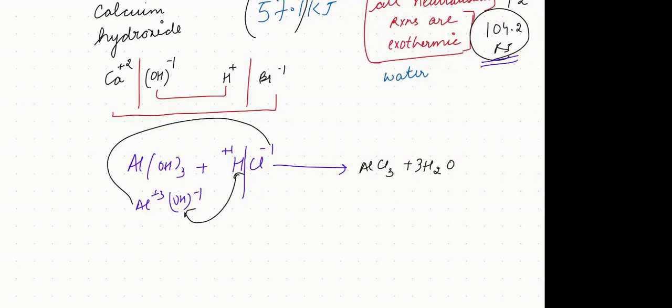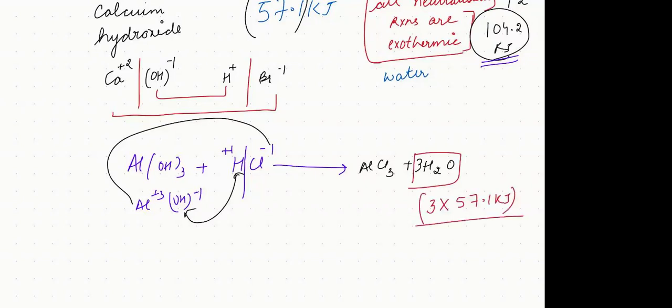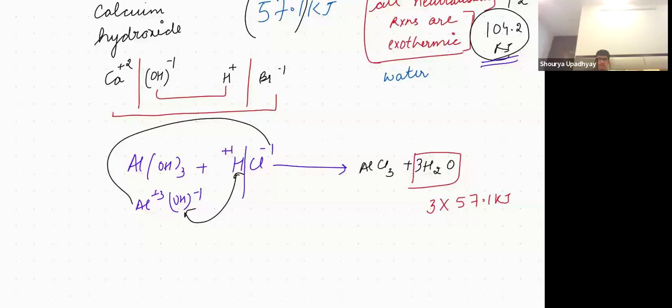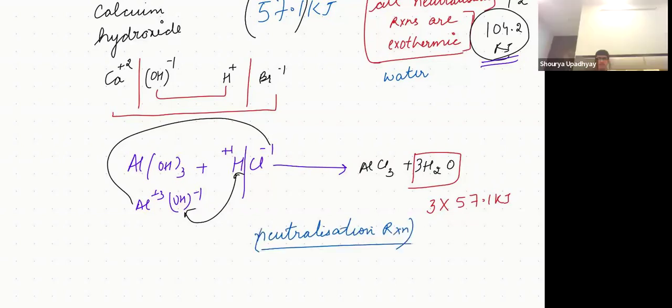Are you understanding? Yes, ma'am. So that is the concept. And how much energy shall be released? 3 times 57.1, which is 171.3 kilojoules. Correct. 3 times 57.1 kilojoules of heat shall be released. Understood or no? Yes, ma'am. Any doubts? No, ma'am. So this is going to be my neutralization reaction. Done? Yes, ma'am.